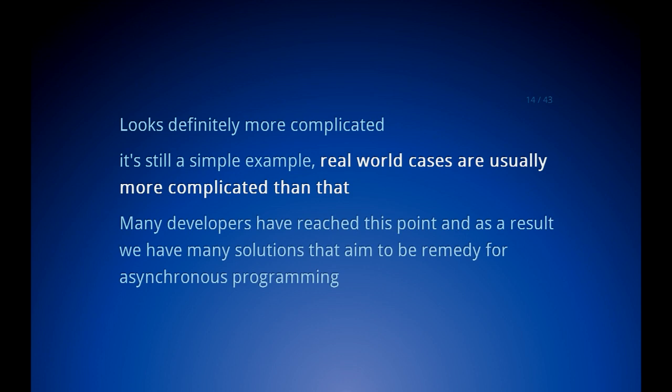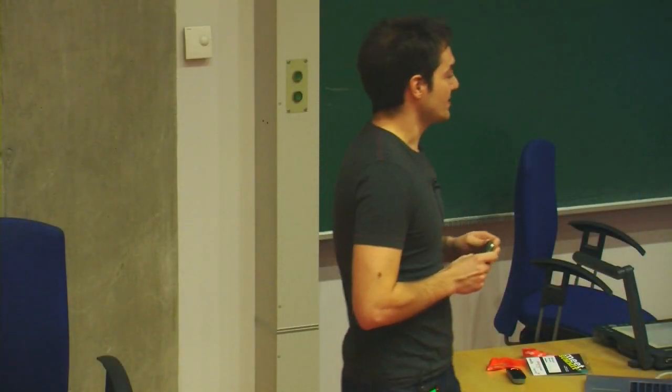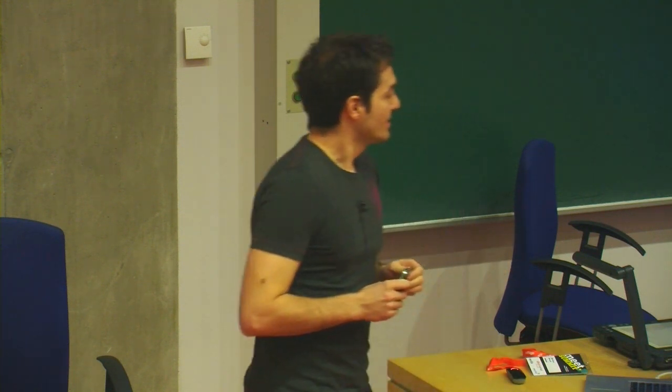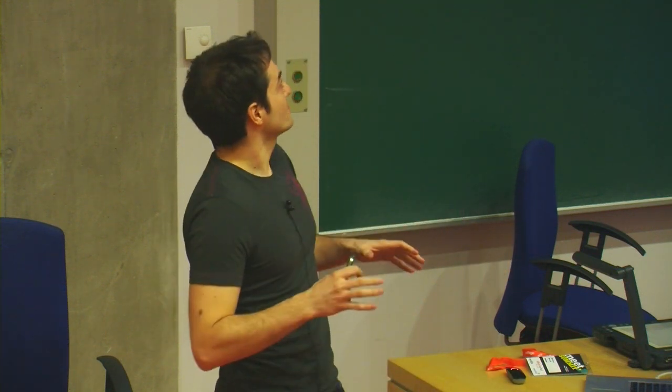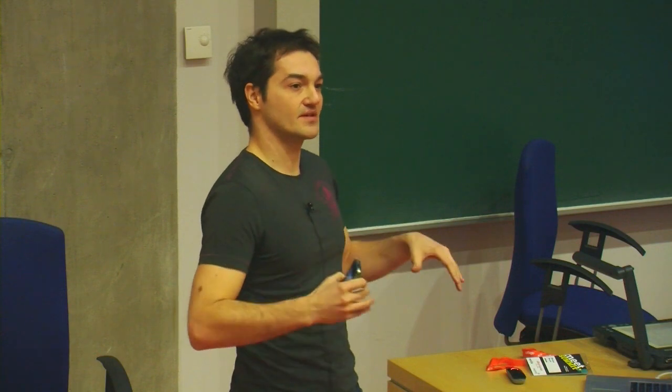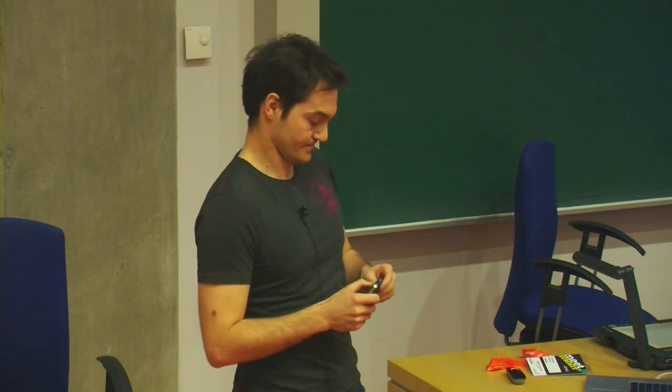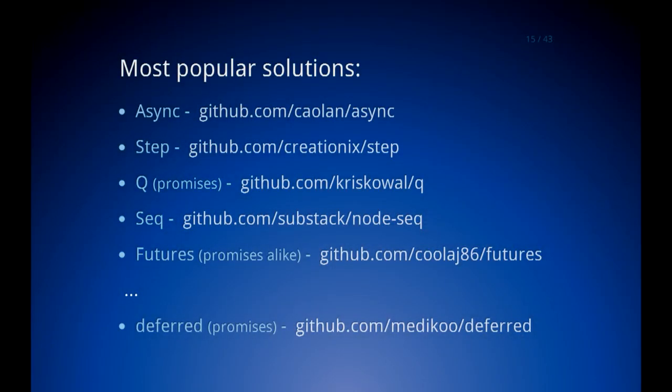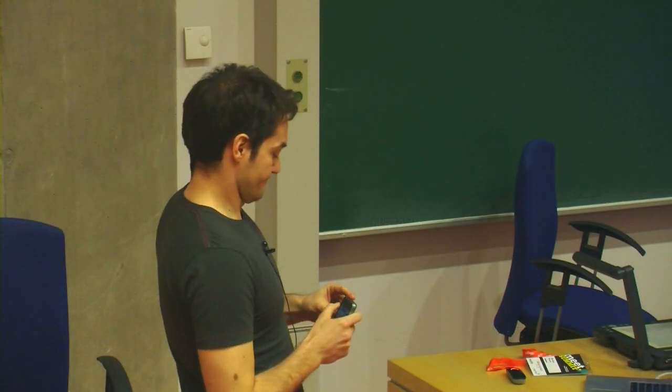Many developers reach that point, and as a result, we have many solutions. Basically, many people say that if you try to write asynchronous code, it's good if you write your own solution just to get familiar with asynchronous coding. So the most popular current solutions are async. Async took out some common patterns from that asynchronous callback style and provided about 20 functions with which you can write them more easily.